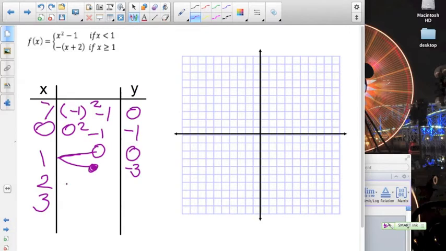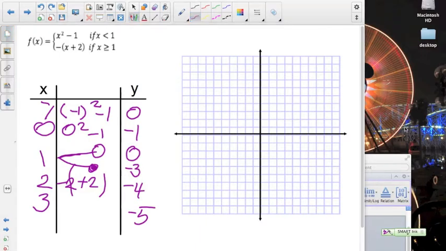2 satisfies the second condition. So we have 2 plus 2, and then we apply the negative, which gives us negative 4. And when you plug in 3, 3 satisfies the second equation, so 3 plus 2 is 5, and with the negative that's negative 5. Easy, right? Alright, so now we're ready to graph.